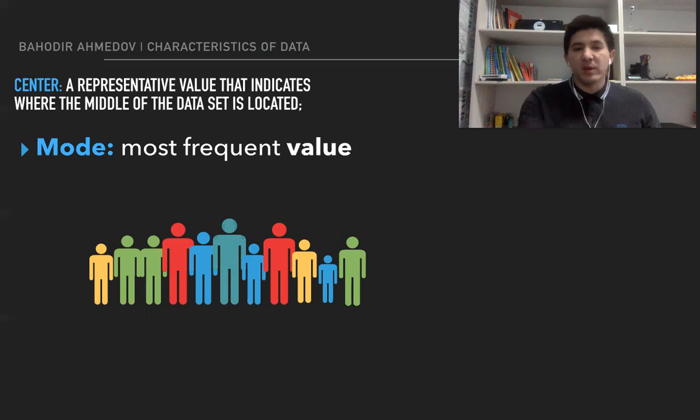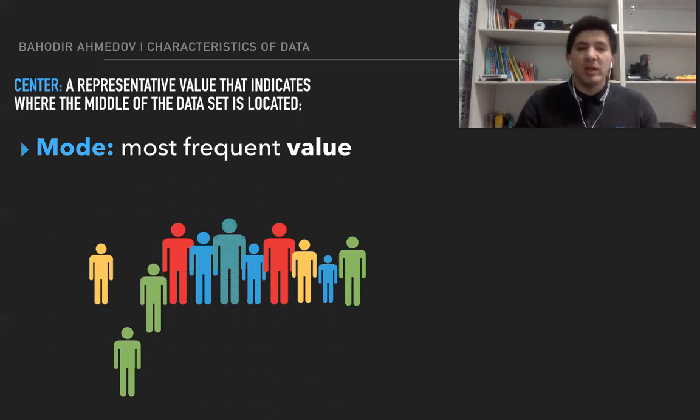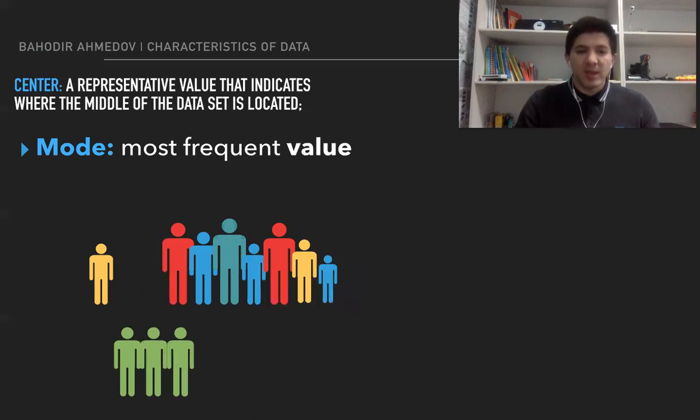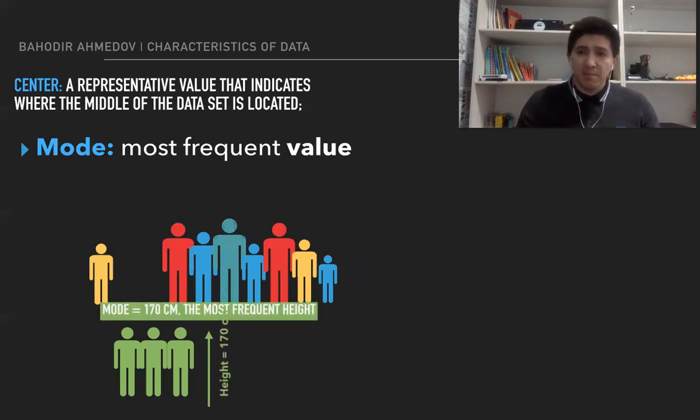In this example, you can see that the green colored people are more frequent, right? There are 3 persons with the same height. If I assume that their height is equal to 170 centimeters, then the mode of the data set is equal to 170 centimeters. It's the most frequent value. It's the most frequent height in our group.